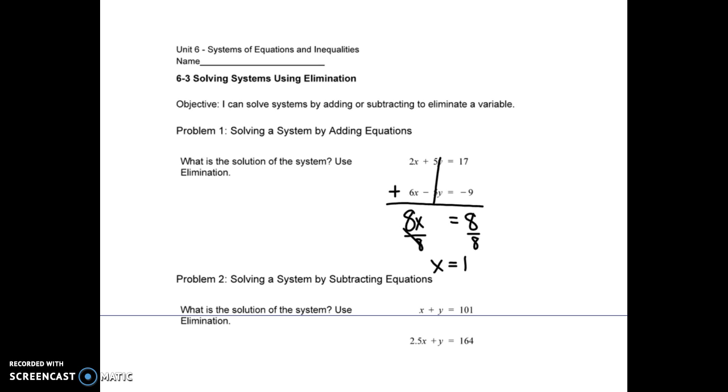Now I need to plug that into one of the equations to find our y. So 2 times 1 plus 5y is equal to 17. 2 plus 5y is equal to 17. Subtract 2 from both sides, we get 5y is equal to 15. Divide both sides by 5, we get y is equal to 3. So our answer is going to be 1, 3.